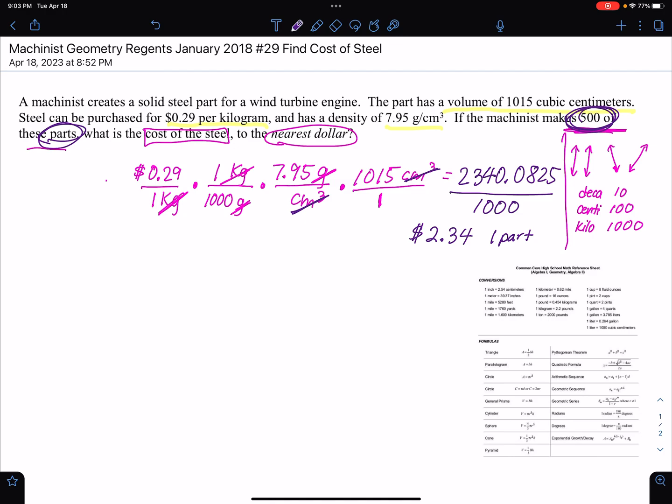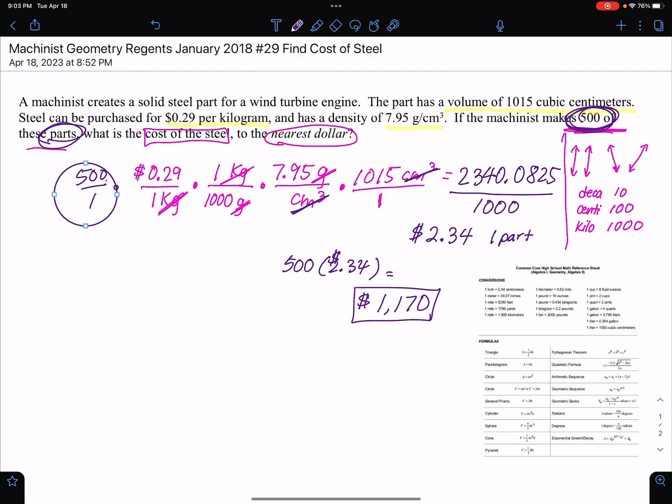We need that. So what are we going to do? 500 times $2.34. So $2.34 times 500, and we get $1,170. Now, if I wanted to slightly change the problem a bit, I could have started and just had 500 multiplied on top first, knowing that there's 500 of these parts, so I don't have to do this at the end. But if you feel comfortable with the method we did, let's just stick with that.